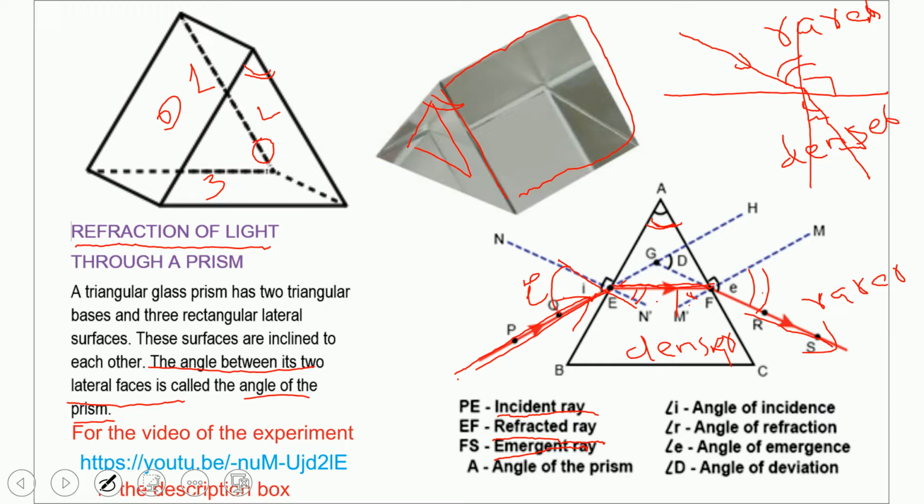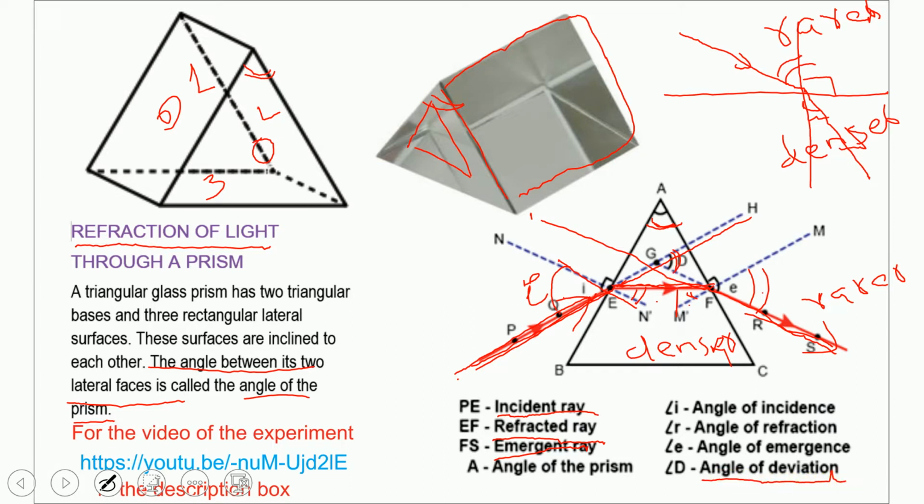Now look, if we extend this incident ray, it will go like this. Then we retrace the emergent ray. Retracing means going backward. So here an angle is formed. You see angle D. This angle A is the angle of the prism. Now angle D is the angle of deviation.